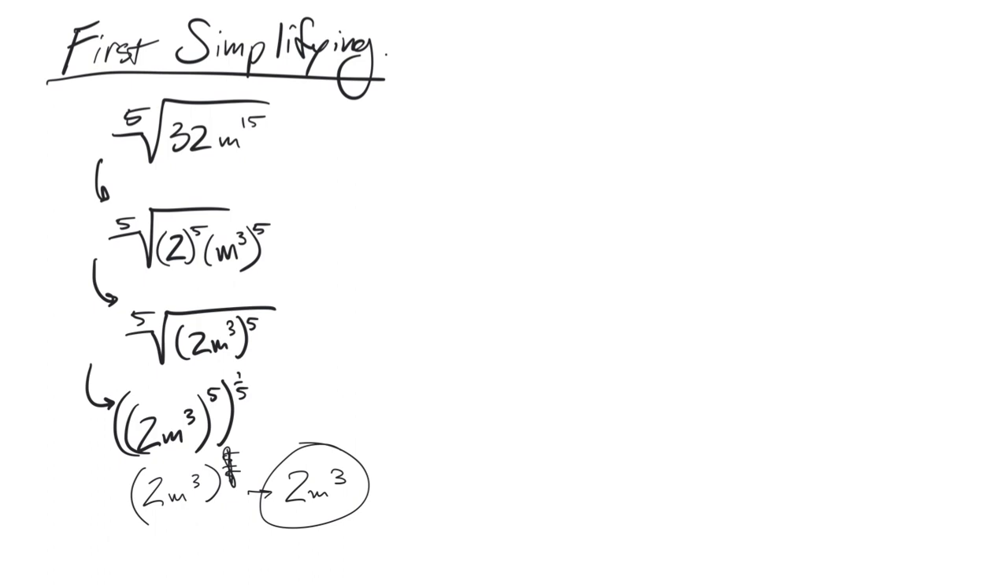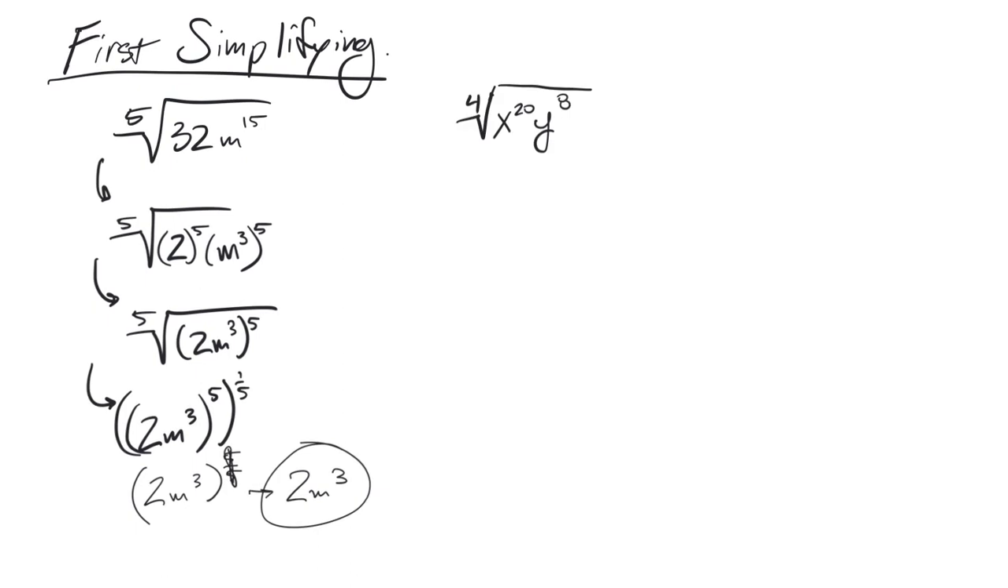Let's see if we try another example, it works just as easily. We have the fourth root of x to the 20th power, y to the 8th. Let's see if we can write these as expressions to the fourth power. Let's keep it under the radicand. I have x to the 5th raised to the 4th and y squared raised to the 4th, because of the power to a power rule: 5 times 4 is 20, 2 times 4 is 8.